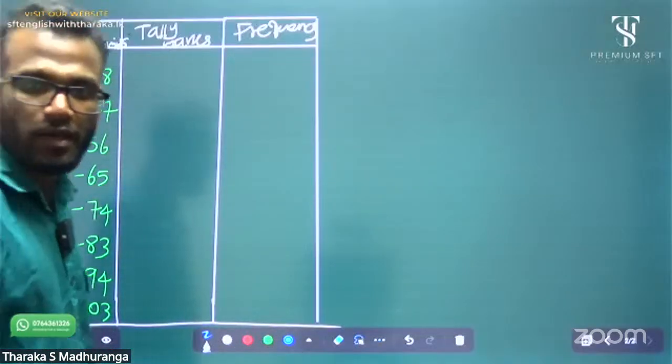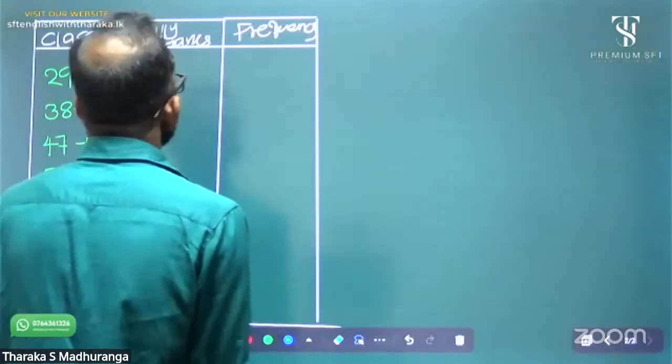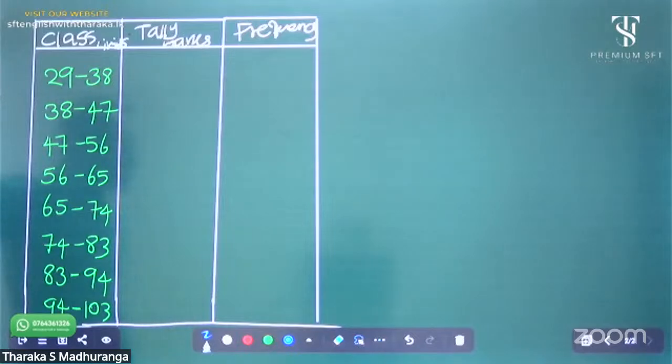Next step, mark the tally marks. Okay. We don't have time to do it one by one. Can you send me the tally marks? Number of tally marks for each class. Kabir? Ranga? Who can send?